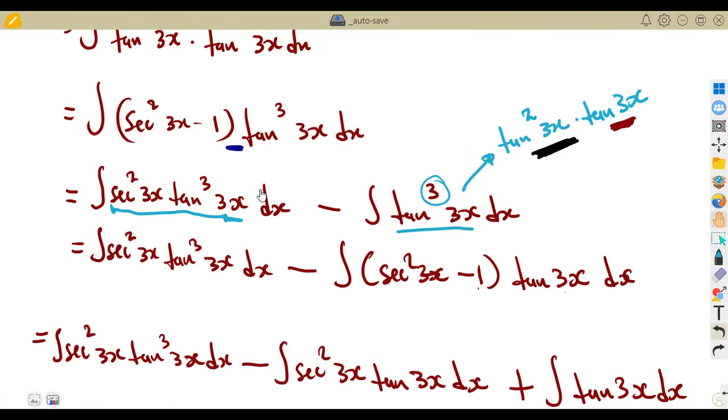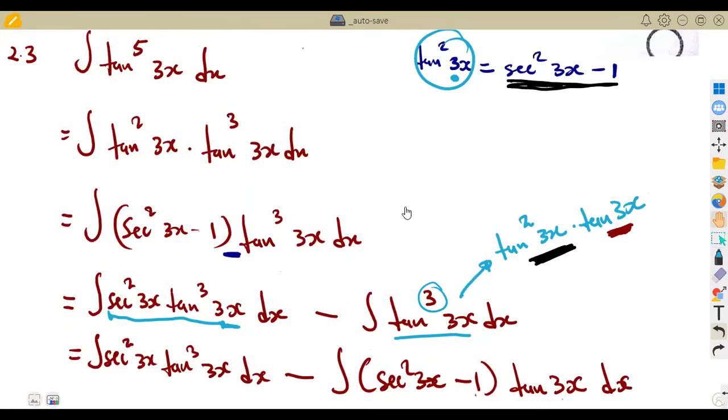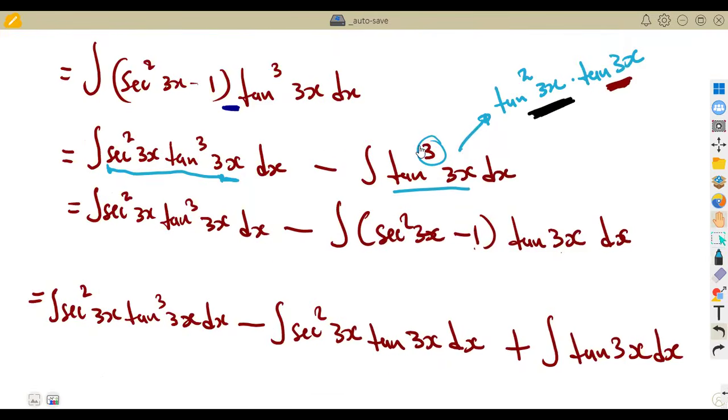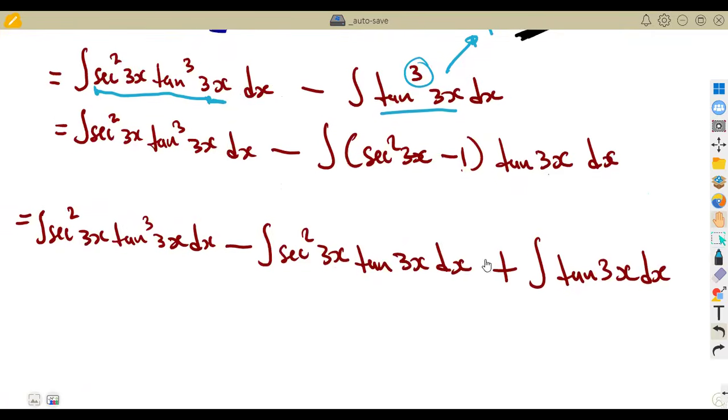It is the same as this one, tan to the exponent of 5. And even in a certain condition, they can even ask you to integrate tan to the exponent of 3. They can even ask you to integrate this. So you just apply this identity. Then at that stage, you expand everything.